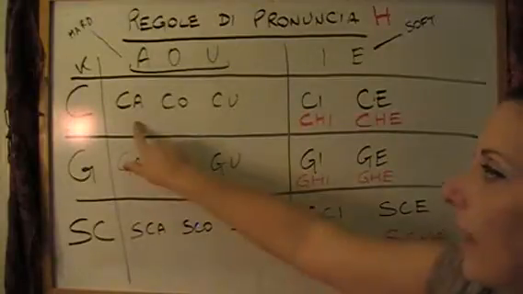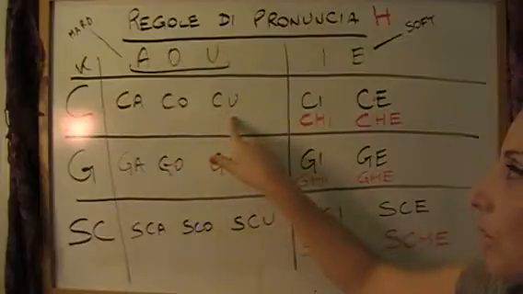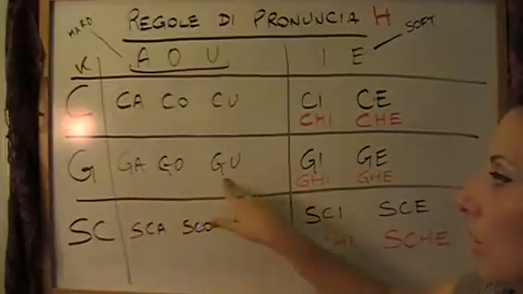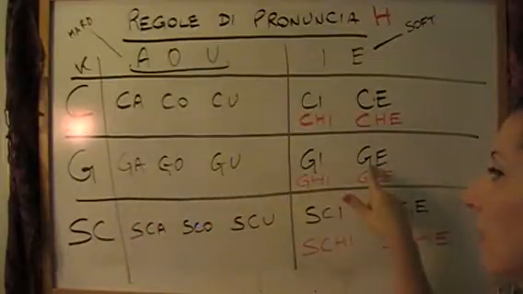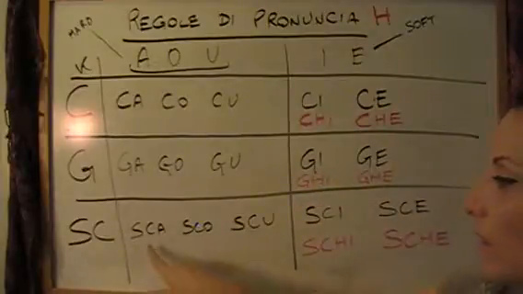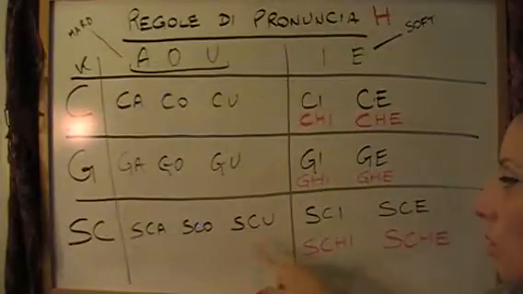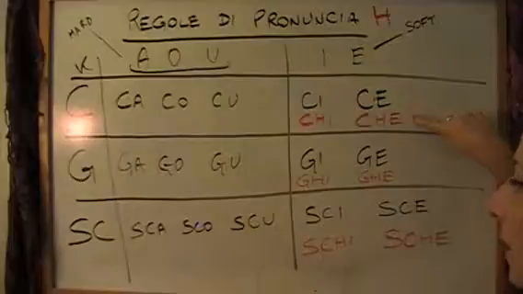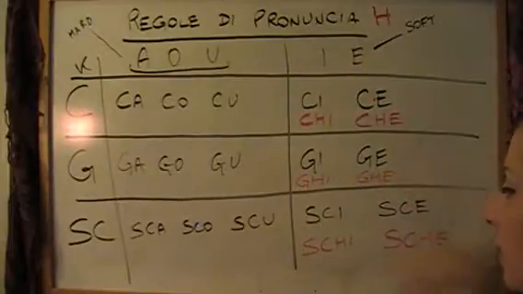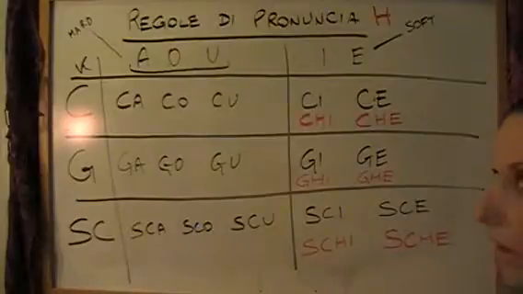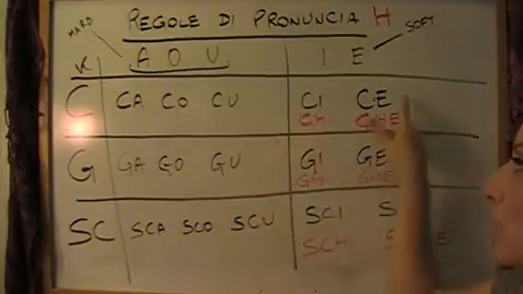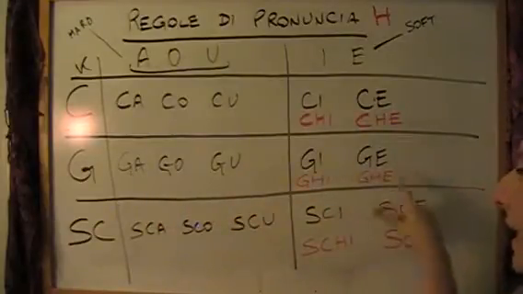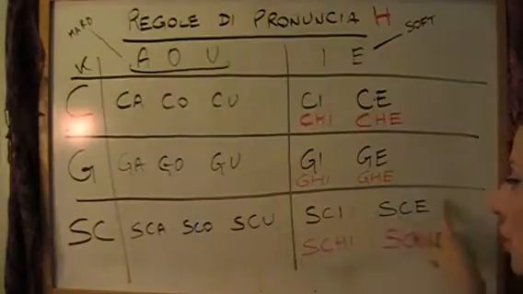Let's go. Ka, ko, ku, chi, che, ga, go, gu, gi, ge, gi, je, ska, sko, sku, shi, she, ki, ke, gi, ge, ski, ske. So ka, ko, ku, chi, che, ki, ke, ga, go, gu, gi, je, gi, ge, ska, sko, sku, shi, she, ski, ske.